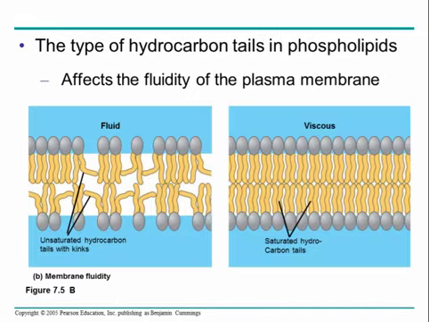Now, the chemical structure of the fatty acid tails of the phospholipid can affect the membrane fluidity because the more unsaturated a fatty acid, meaning the more double or triple bonds that exist, the more kinks that will occur, and as a result, these phospholipids are farther apart, and thus the membrane is more fluid.